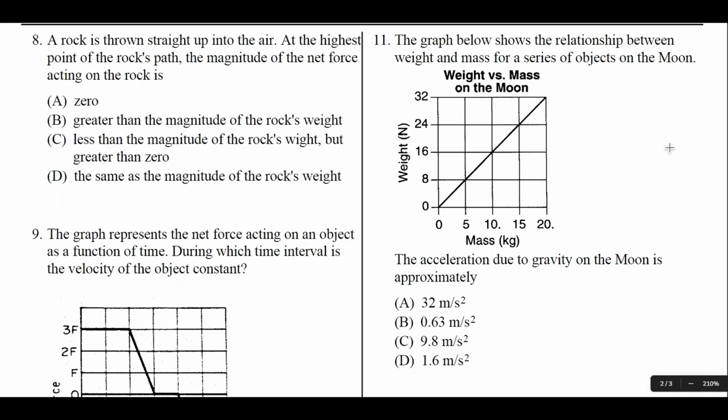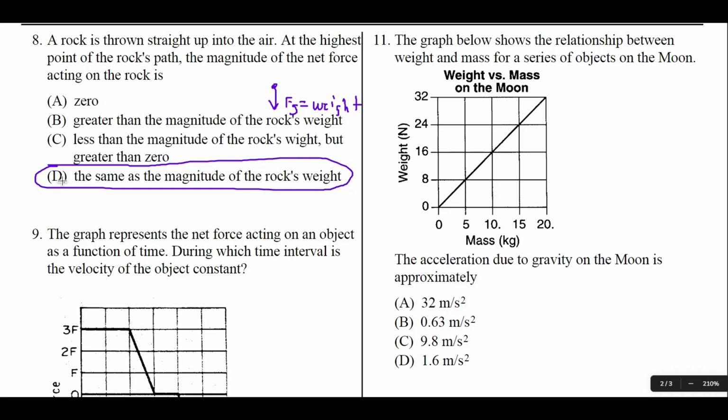All right. Here, what you want to do is look at all the forces acting on the object. At the highest point, there's only one force acting on it, and that is the force of gravity pulling it down. And remember, the force of gravity is also called the weight of the object. So the net force acting on the ball is the weight of the object because there are no other forces acting on it. So the answer was D, same as the magnitude of the rock's weight.